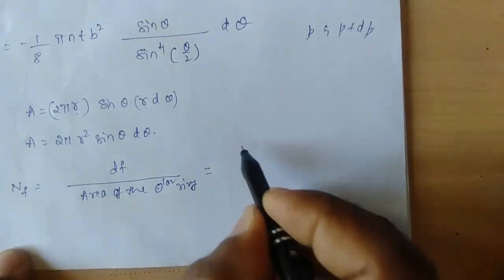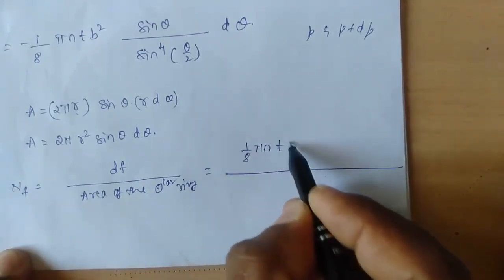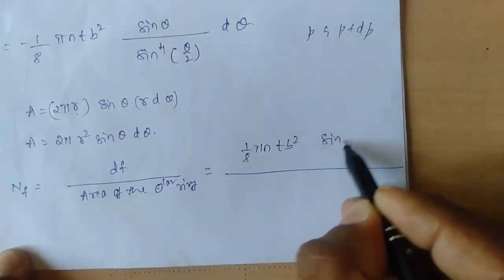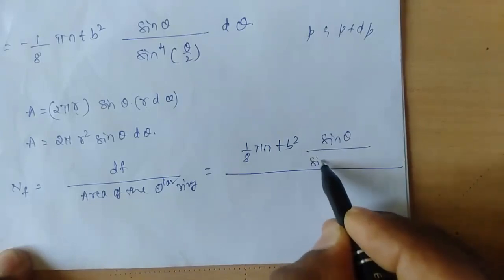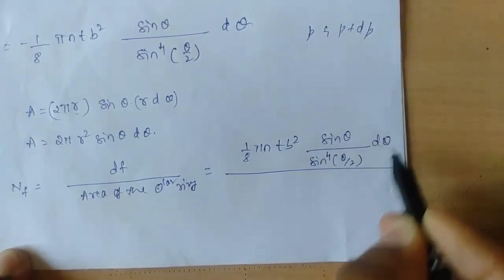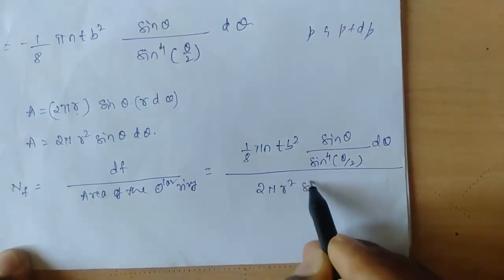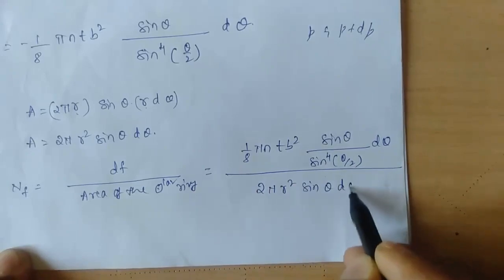So we have the expression for dF as 1/(8π) n t b² sin θ / sin⁴(θ/2) dθ, and the area as 2π r² sin θ dθ.